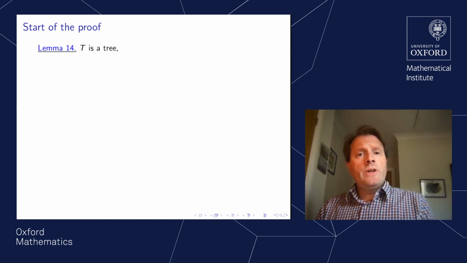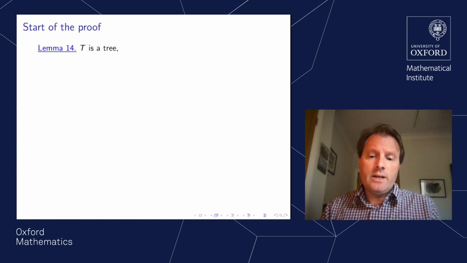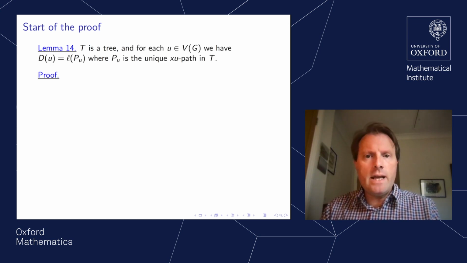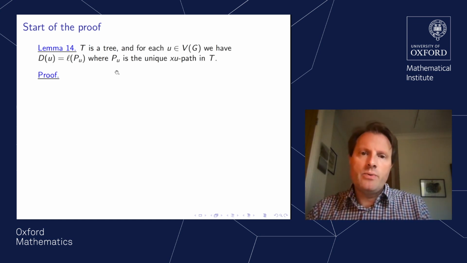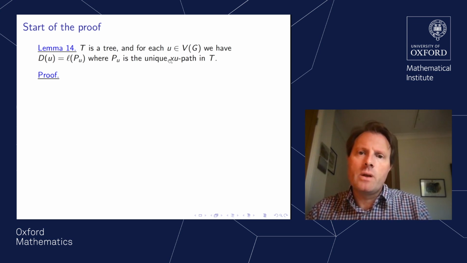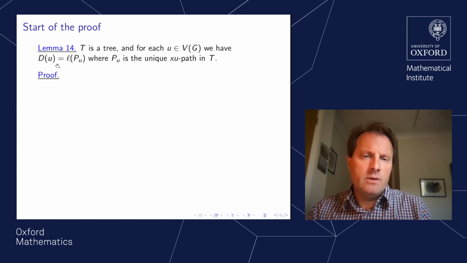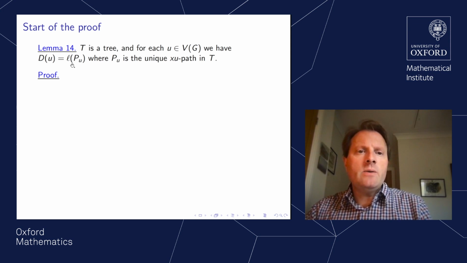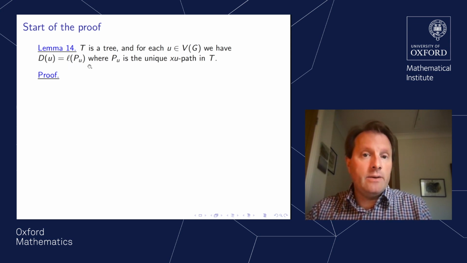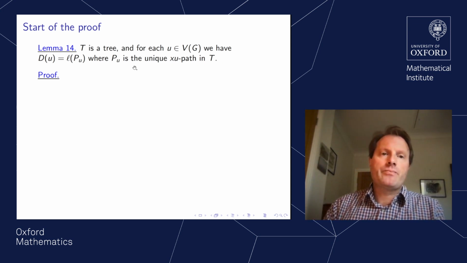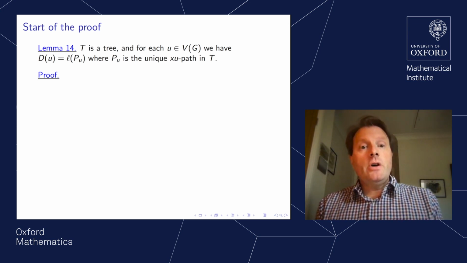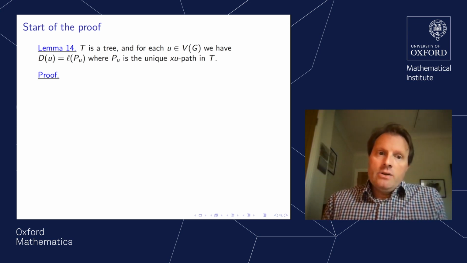But we won't yet prove that it's a shortest paths spanning tree. Instead, what we'll do is prove the following: that for each vertex u, d of u is equal to the length of P of u, where P of u is the unique XU path in T. So that'll clearly be a useful thing to do.